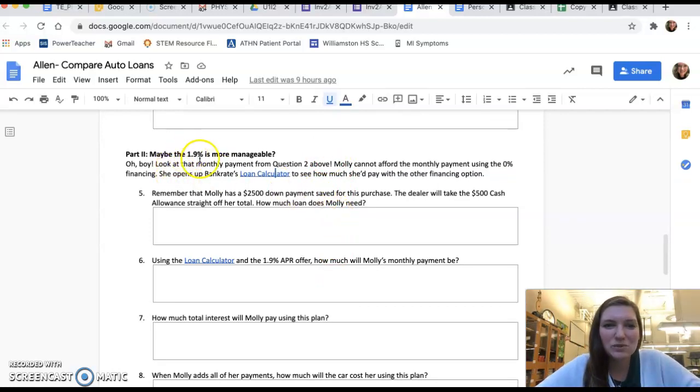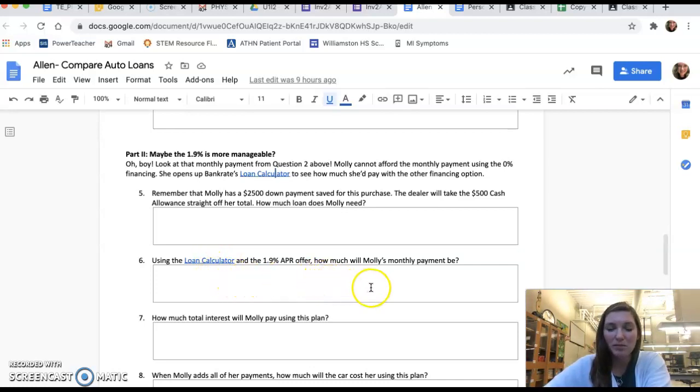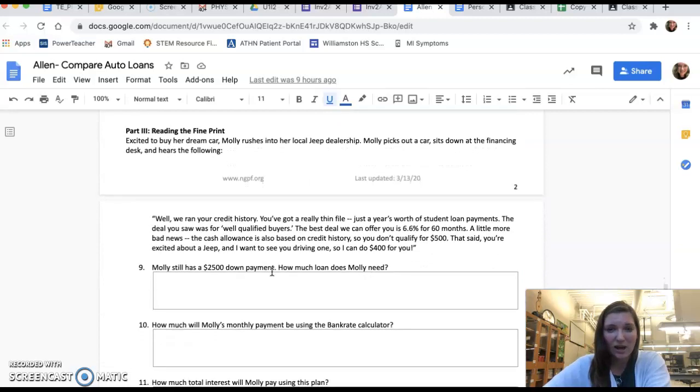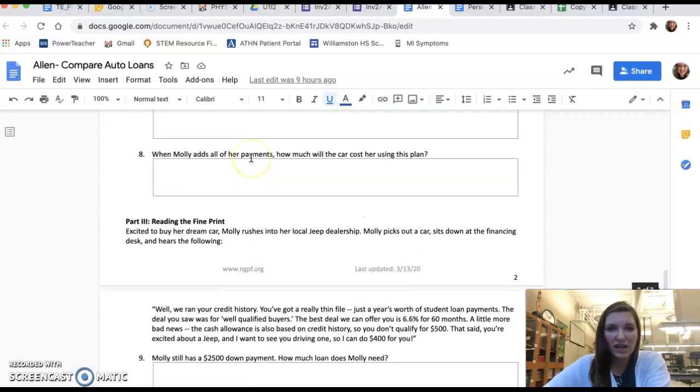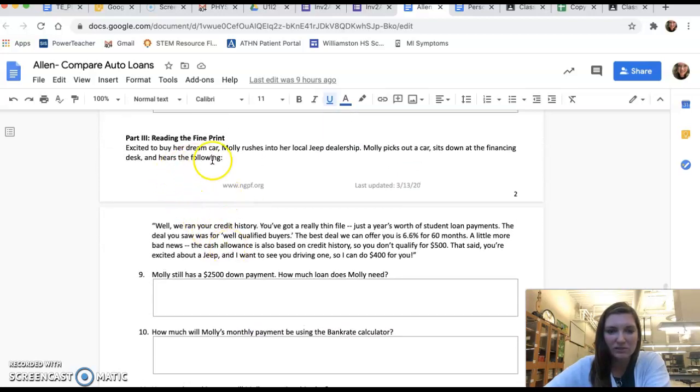So she's looking at this 1.9% interest, which doesn't look that bad. Basically you're going to go through the same process here using the loan calculator, which is the same site that we used for the Buy a Car project, the used car, new car project, to calculate how much her monthly payment is going to be, how much interest that ends up being, and how much that car is going to cost with that 1.9% APR financing plan. But then she's like, I don't know, that's still kind of expensive, and she goes in and says, okay, I can probably do this.